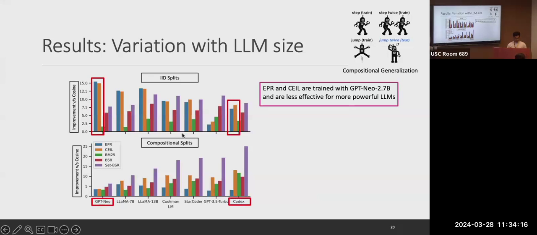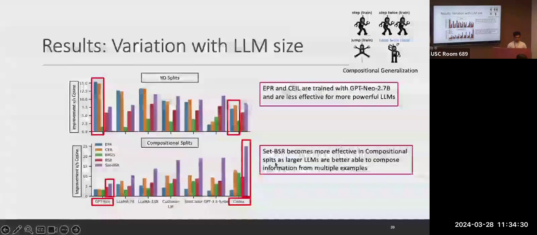First thing to note, EPR and SEAL, because they are trained with NEO, their performance improvements go down as you go to a stronger language model. So NEO versus Cortex. And what's more, SET-BSR, the gains, as I showed earlier, improve when you go from NEO to Cortex. So essentially what is happening is that the larger language models are better at compositional generalization. They are better at composing information from different examples, and SET-BSR is able to leverage that.